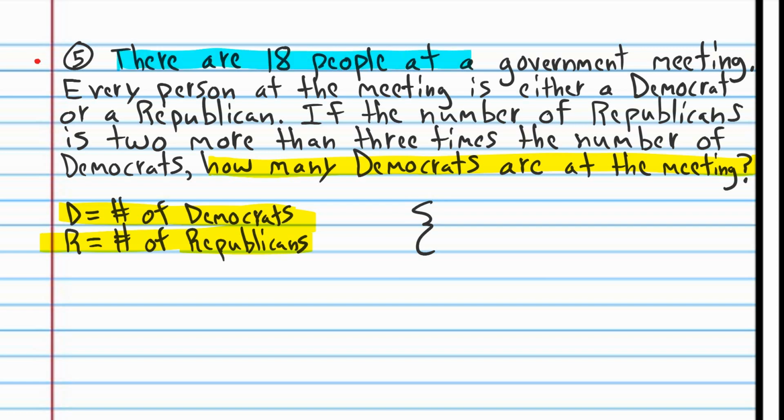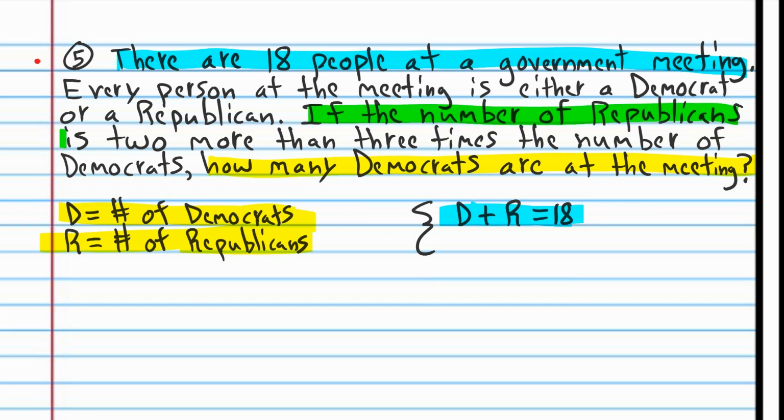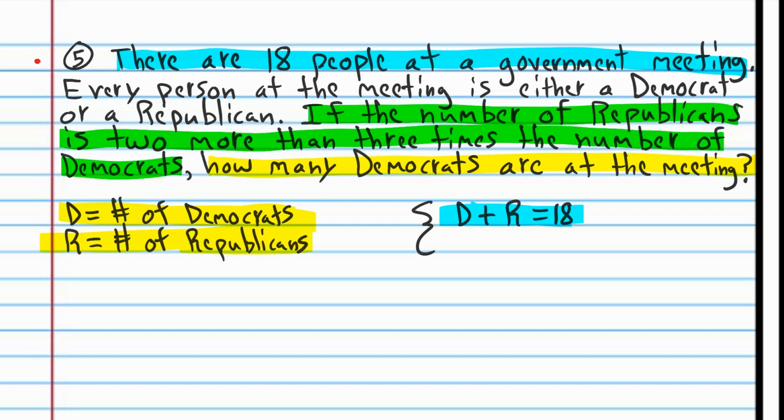There are 18 people at a government meeting. So that's the easy equation. So the number of Democrats plus the number of Republicans is equal to 18, obviously. And here comes the hard equation. If the number of Republicans is 2 more than 3 times the number of Democrats, that's the hard part.